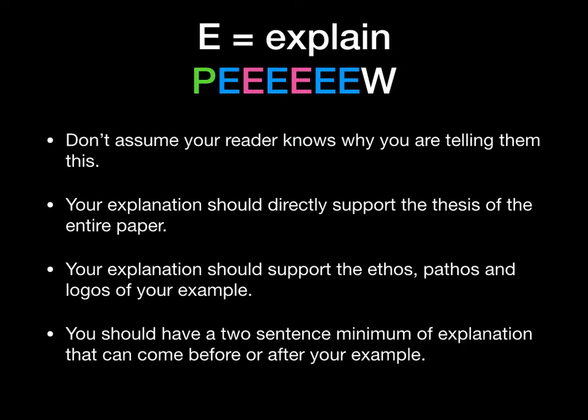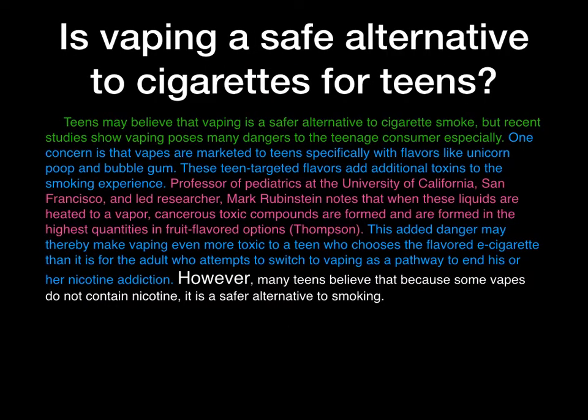We've got to let the reader know what's going on in our heads. We've got to support that thesis clearly. We've got to continue our ethos, pathos, and logos and structure our use of example and explanation in the order that makes the most sense to our reader. So in our example, I'm going to use the transitional word however.